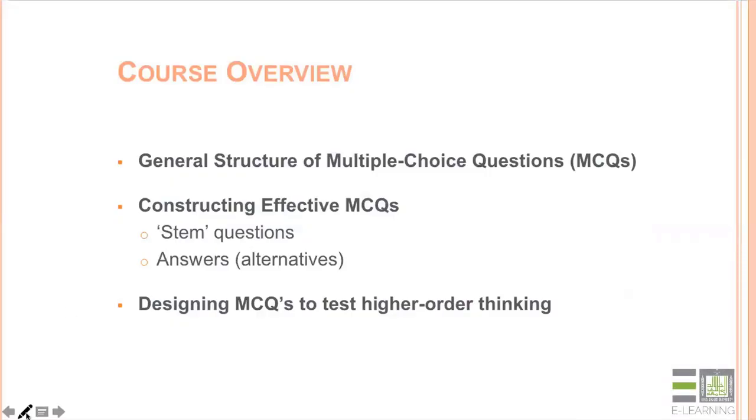We will explore all three main areas. The first, we'll look at the general structure of multiple choice questions. This is something that you may or may not be familiar with, but I think it's important that we start with looking at the general structure and then build on this.